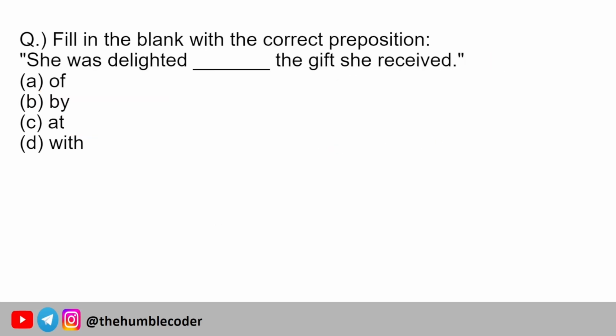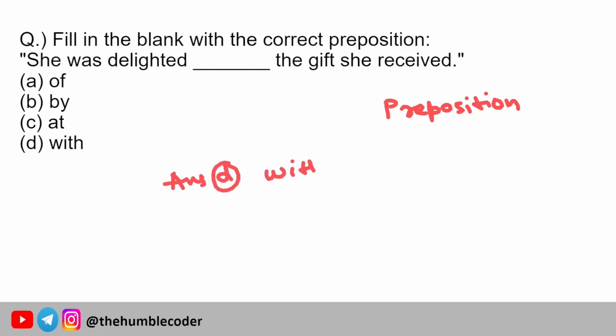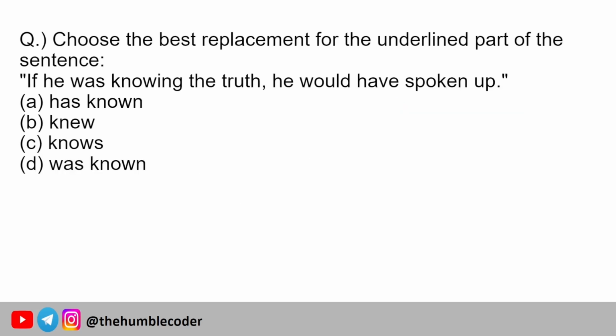Moving on to the next question, which is from the topic preposition. The question is to fill in the blank with the correct preposition. The sentence is, she was delighted dash the gift she received. The options are of, by, at, with. The correct answer is option D, that is, she was delighted with the gift that she has received. So the correct answer is with. Moving on to the next question now.